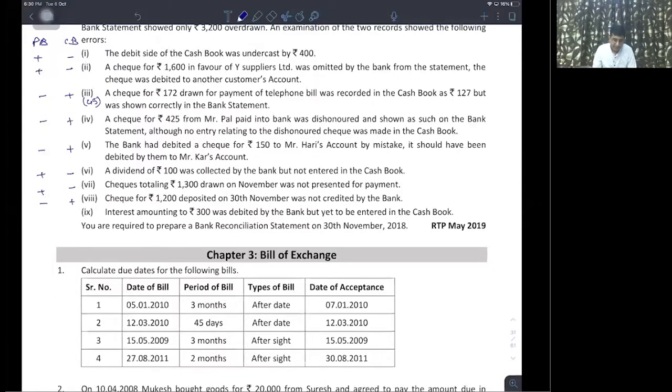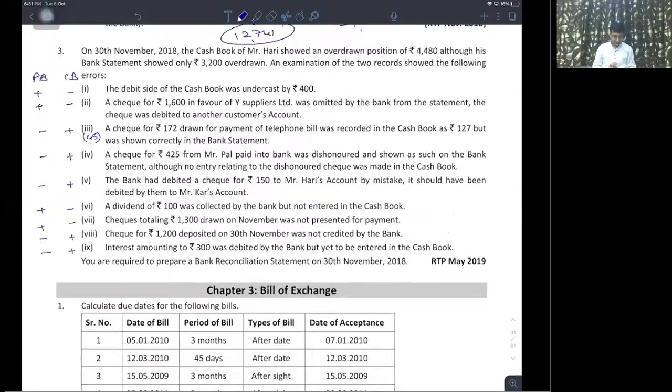Yes or no? Interest amounting to 300 was debited by bank but not yet entered in the cash book. Interest debited by bank मतलब बैंक ने ओडी बढ़ा दिया, तुमने ओडी नहीं बढ़ाया, therefore PB to CB less, CB to PB add, less and add.